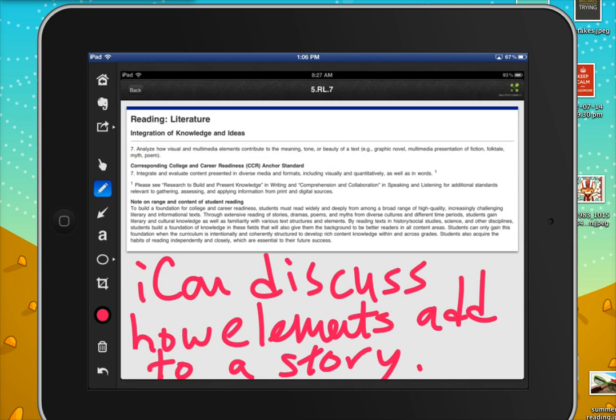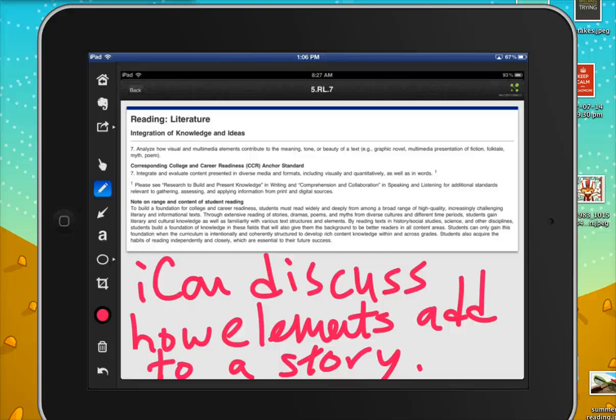The main thing I wanted to convey is that, one, there's no right or wrong way to break apart one of these standards. Well, I guess there could be some wrong ways, but there's no one way to break apart these standards. You can do it in several different ways, but our goal is to break it apart into language that our kids understand. One standard may be two or three different I can statements.